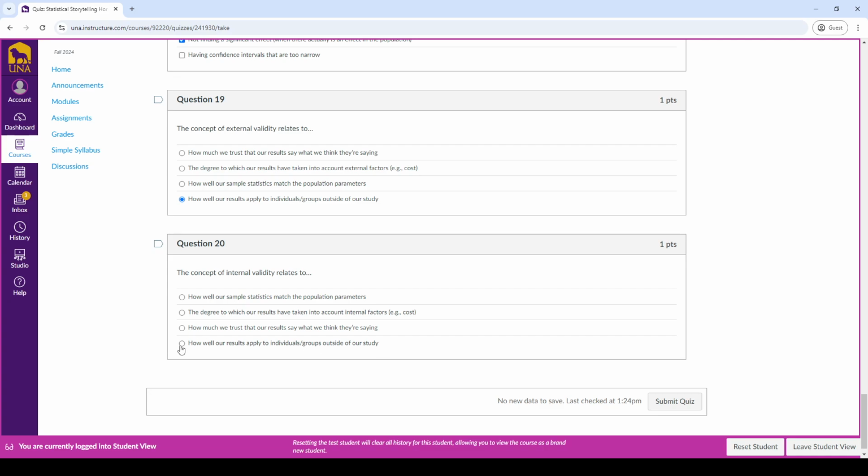Well, by test logic, we can remove this last one, so we've got a 1 in 3 chance. But how much we trust the results, saying what we think they're saying, this is the one that we're talking about. So this is our concept of internal validity.